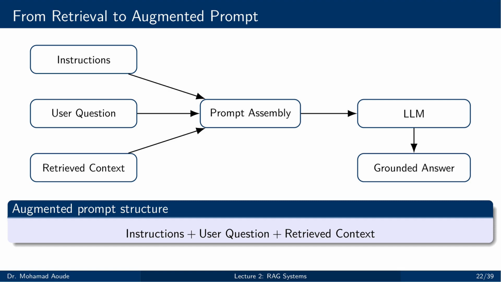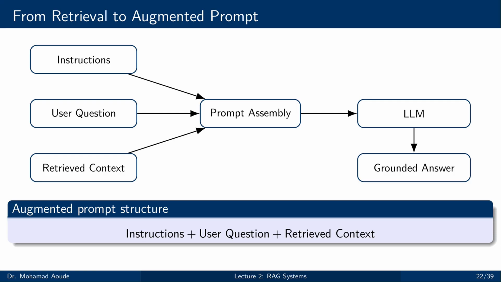This slide shows the transition from retrieval to prompting. An augmented prompt typically contains three major elements: instructions, the user question, and the retrieved context. The instructions tell the model how to behave. The user question defines the task. The retrieved context provides the evidence base from which the model should answer. These elements are assembled into a structured prompt and passed to the language model.